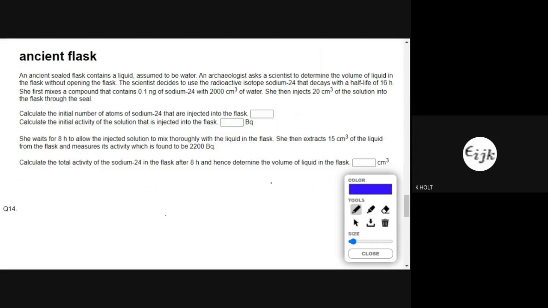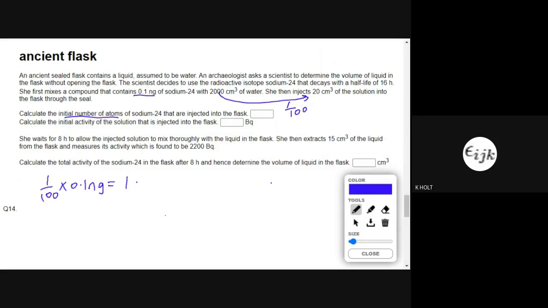Okay, this is a long question, and this is my second attempt. Here we go. What's the initial number of atoms of sodium-24? Well, she mixes it here with 2,000 and then only takes 20, so that's 1/100th of the original atoms. She starts with 0.1 nanograms. So I've got 1/100th of 0.1 nanograms.